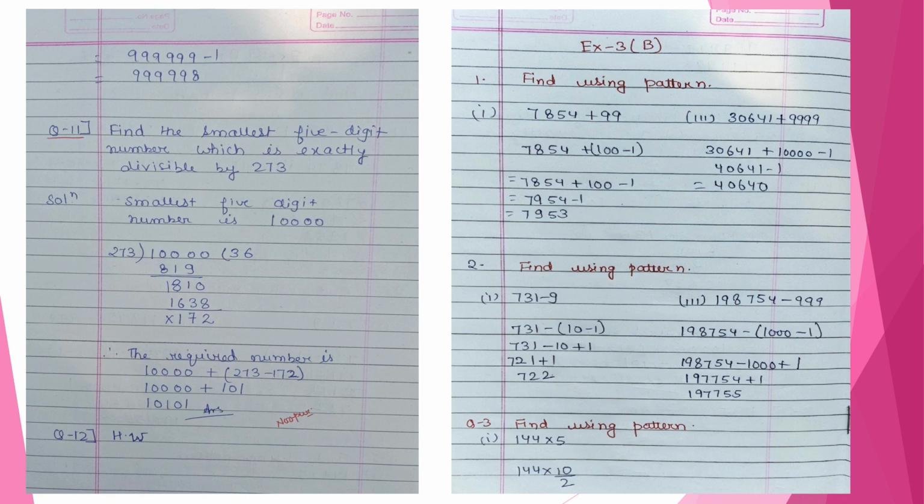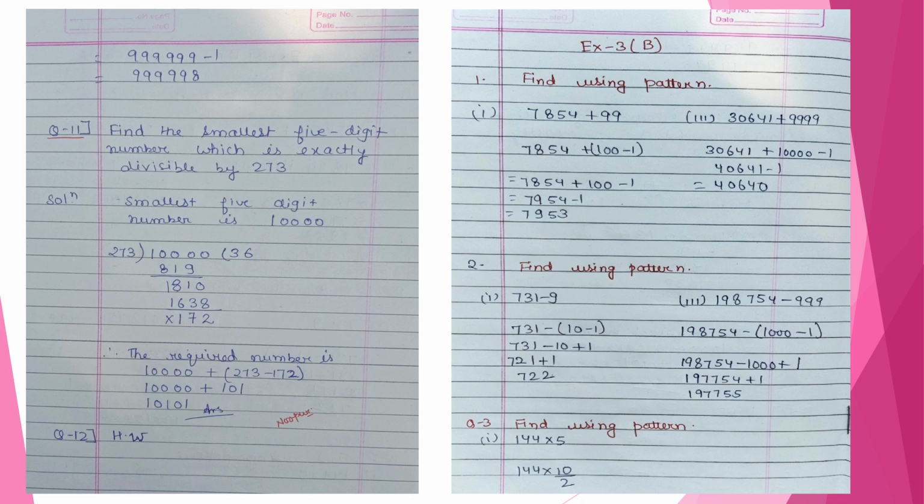Then the third part is 198,754 minus 999. So in place of 999, we will replace it with 1000 minus 1. Then we will open the bracket. 1000 will come with a negative sign and minus 1 will come out of the bracket with plus 1. So first of all, from 198,754, we have to subtract 1000. So we are getting 197,754, then plus 1. So the required answer is 197,755.